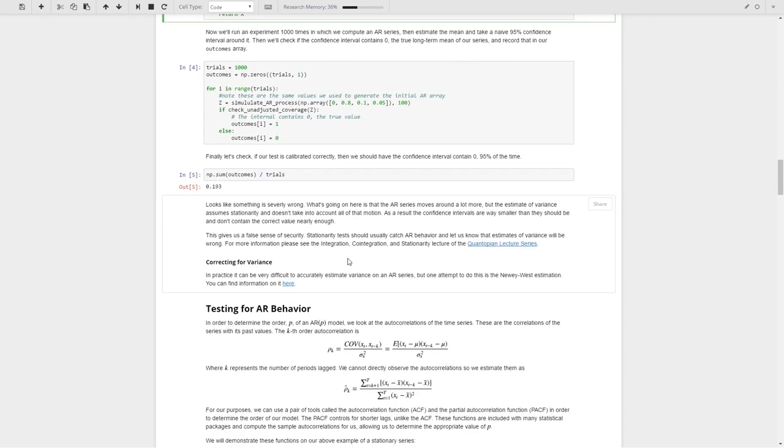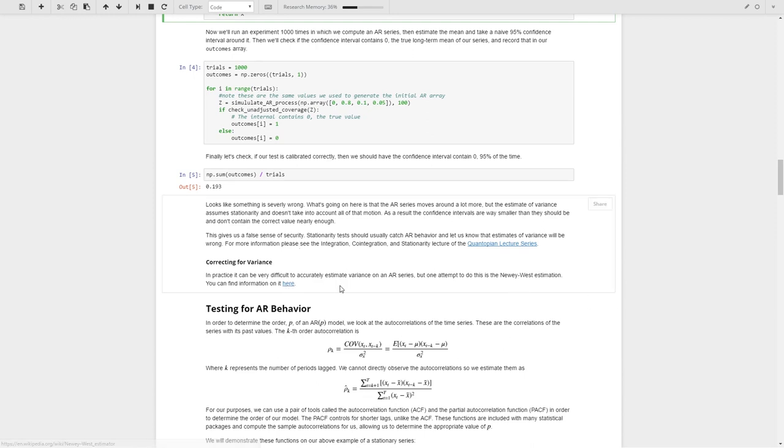So in practice, if you aren't constructing a model which accounts for autocorrelation in some way, or trying to get autocorrelation out of your system in some way, it can be very difficult to correctly compute variances and therefore confidence intervals and p-values.